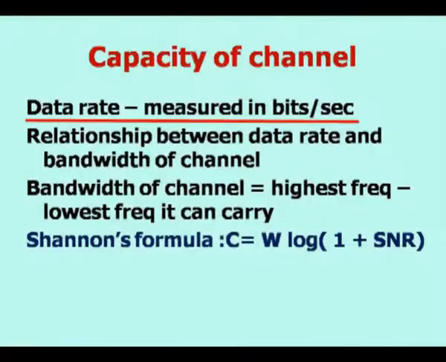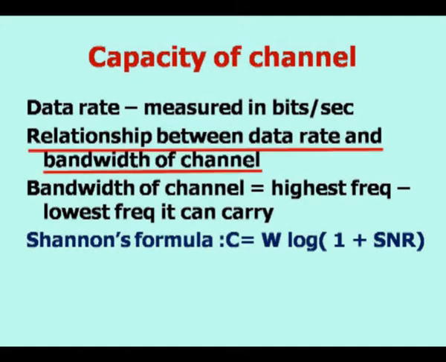Now, there are a number of people who worked on some very interesting results, so we will take a look at one or two of these. What we want to look at here is to calculate the data rate. Data rate is typically measured in bits per second, given that you have a certain bandwidth for a channel and that there is some amount of noise. That is, we need to find out the relationship between the data rate and the bandwidth of the channel.